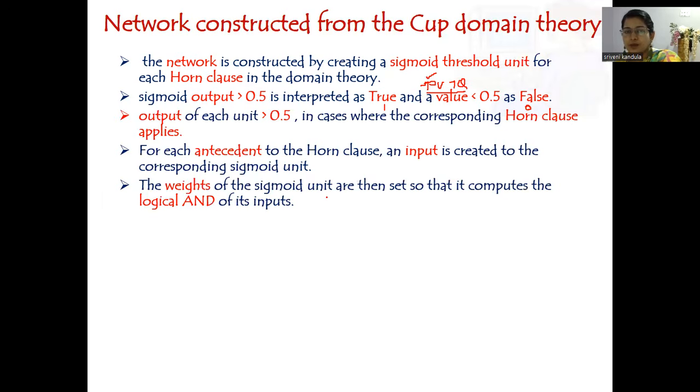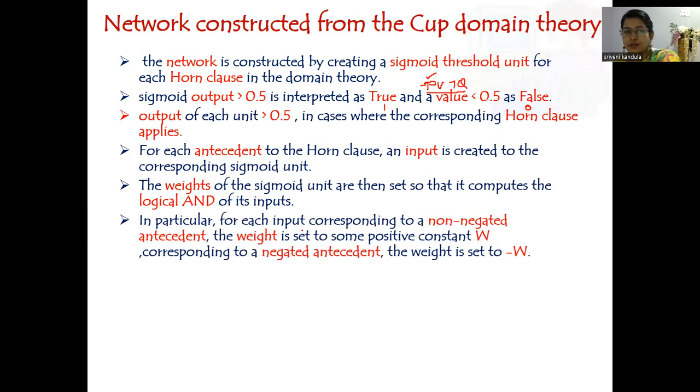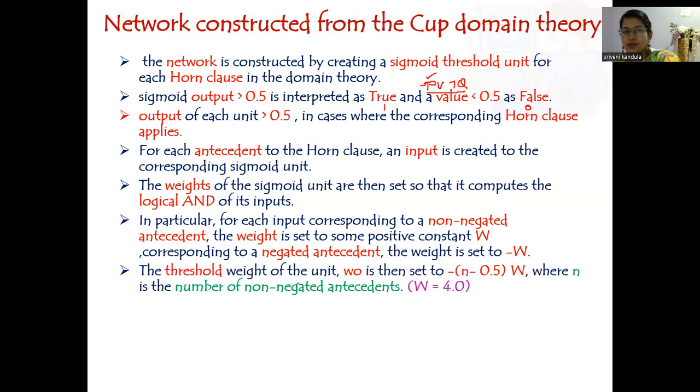Now the weights of the sigmoid unit are set so that it computes the logical AND of the inputs. These weights are again assumed. Only W naught can be computed. The other weights you can simply assume randomly. In particular, for each input, this is already mentioned in the algorithm as well. If the input is a non-negated one, then we take the weight as positive. If it is a negated one, the weight will be taken as minus. Now the threshold value is computed using this formula.